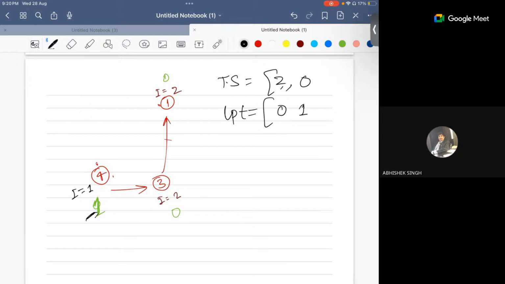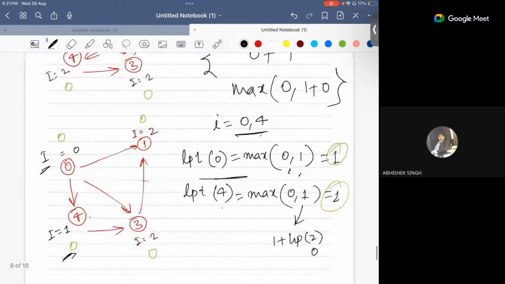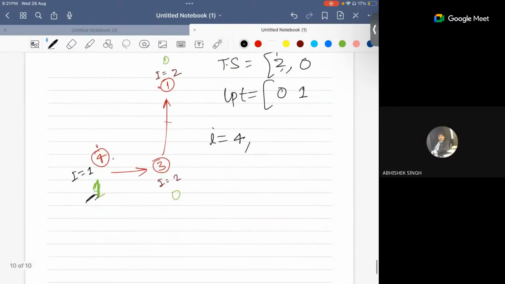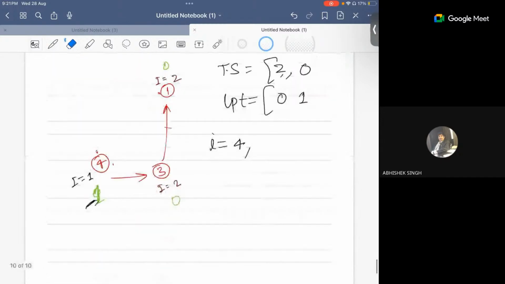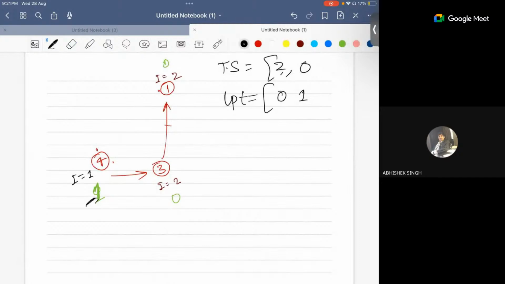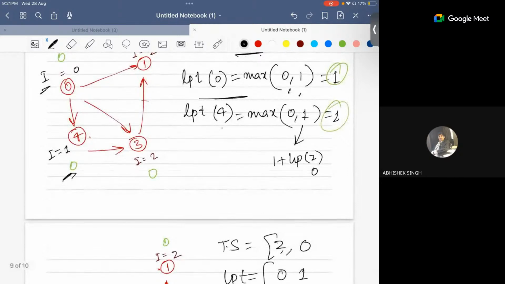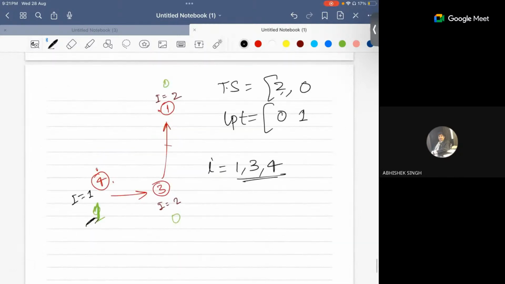And what were the incident vertices? For this case, our i will be what? 4. For 0, what was connected? 0, 3 and 1. 4, 3 and 1. For this, i will be 1, 3 and 4 because from 0, the vertices 1, 3 and 4 were connected. Correct?